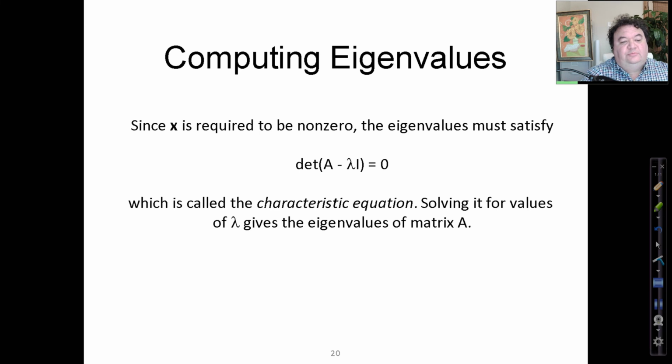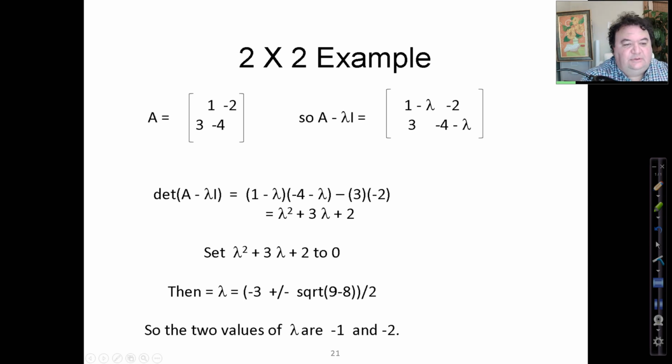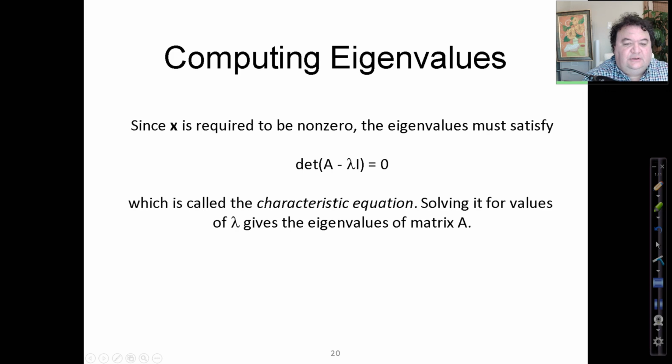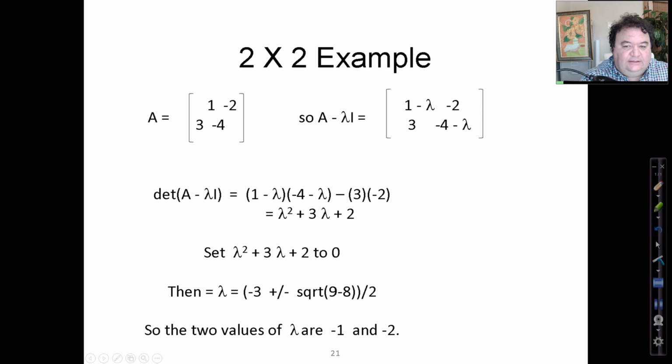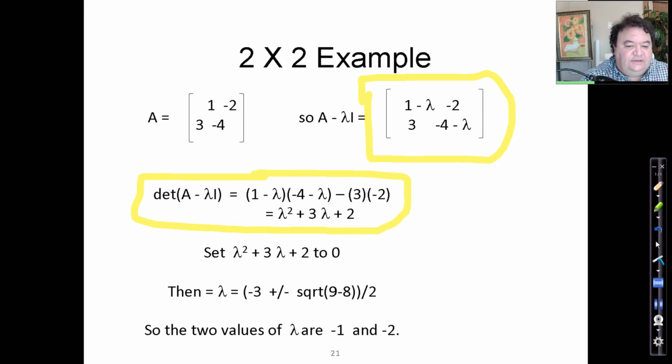Practically, those can be computed by the solution of a linear equation, also called the characteristic equation, so that we can find the actual values. In a 2D case, for example, we can have a matrix like this, and then we compute A minus lambda I, which is this representation, and then the determinant can be computed explicitly. What's interesting is that the solution gives us a quadratic equation.